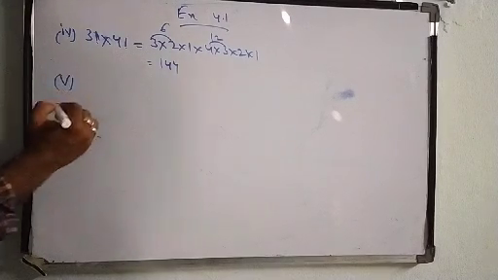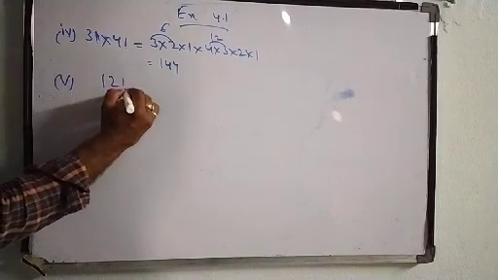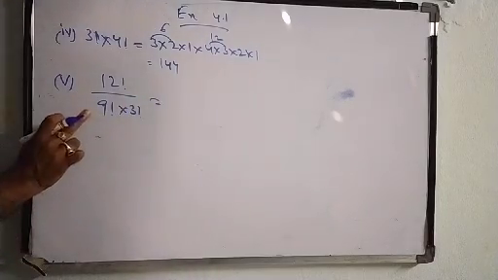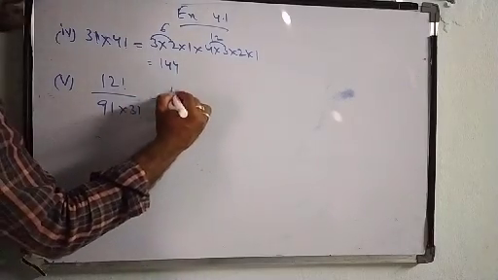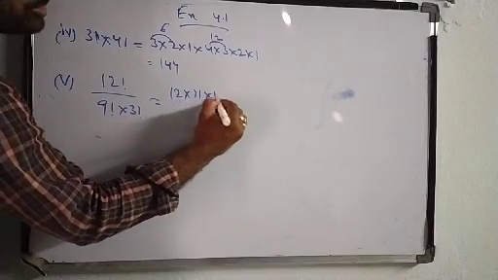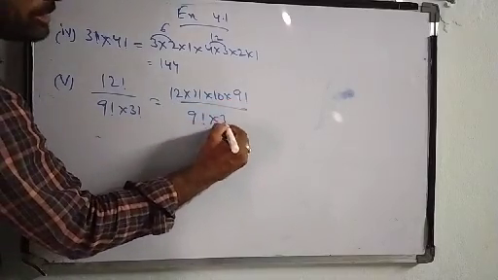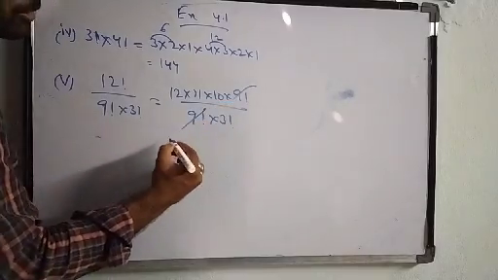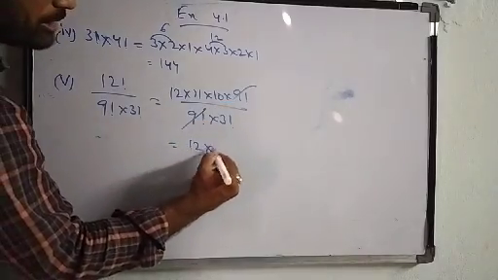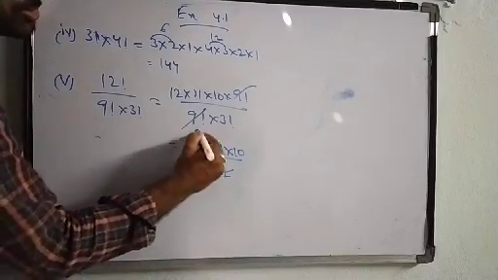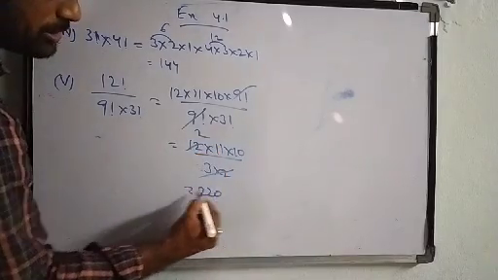So next, fifth subdivision, 12 factorial by 9 factorial into 3 factorial. So whenever division is there, we can stop up to 9 here. So 12 into 11 into 10 into 9 factorial by 9 factorial into 3 factorial. 9 factorial gets cancelled. So 12 into 11 into 10 by 3 into 2. 3 2 is 6, 2 is 12. So it will be 220.